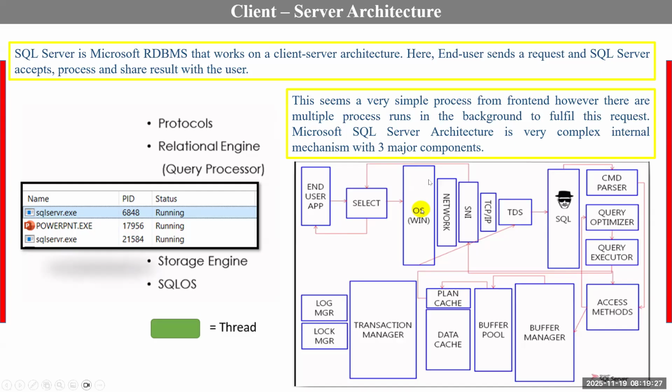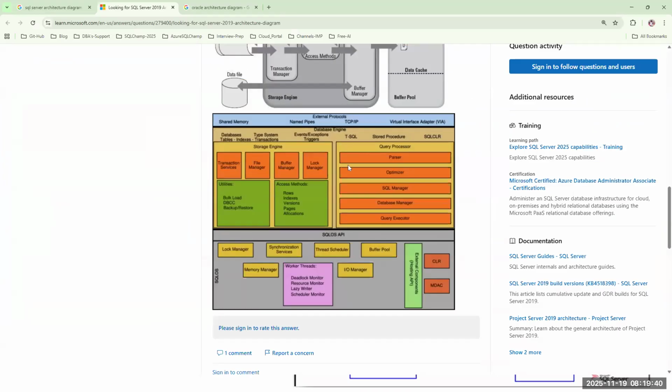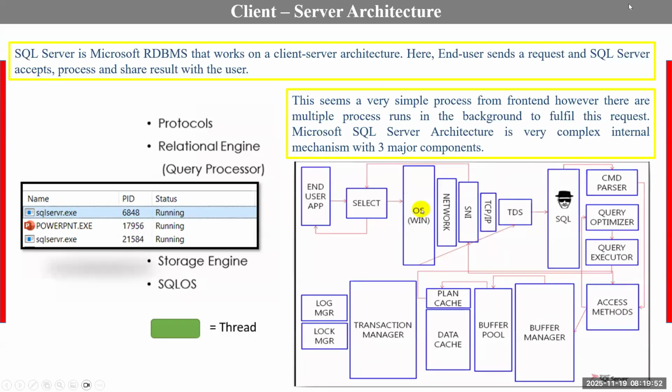Okay, fine. Microsoft SQL Server architecture has a very complex internal mechanism with three major components. I told you, right, there are three different layers: one is the network layer, one is the engine layer, one is the SQL OS layer. Based on these three layers, your entire engine is processing. First we'll talk, Subbu, about SQL OS. See, SQL OS is actually the heart.